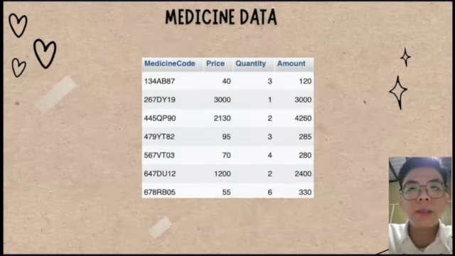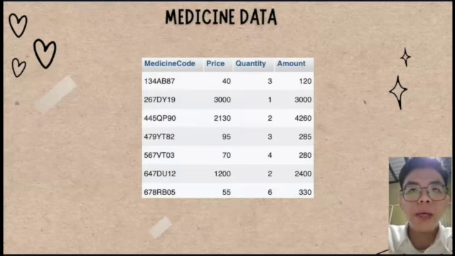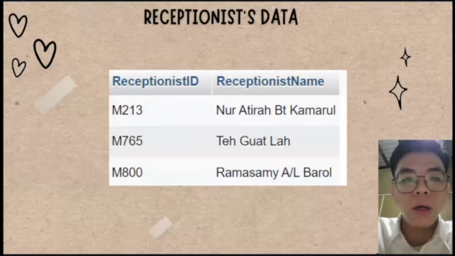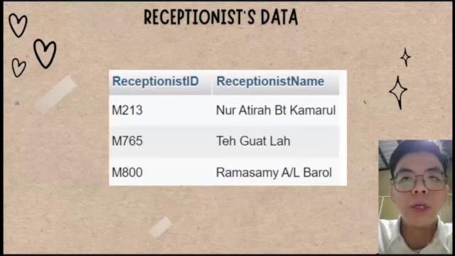This is the data for medicine table. Medicine code 134AB87, price is 40, and the patient used 3 of it, and then the total amount for it is 120. This is the data for receptionist table, receptionist ID M213, and the receptionist name is No Atika Binti Kamarul.